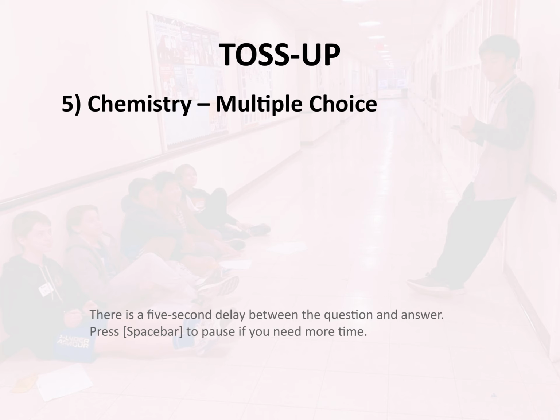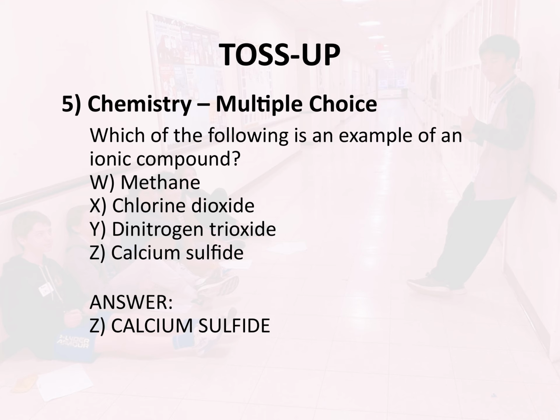Toss-up 5. Chemistry, multiple choice. Which of the following is an example of an ionic compound? W. Methane. X. Chlorine dioxide. Y. Dinitrogen trioxide. Z. Calcium sulfide. Answer: Z. Calcium sulfide.